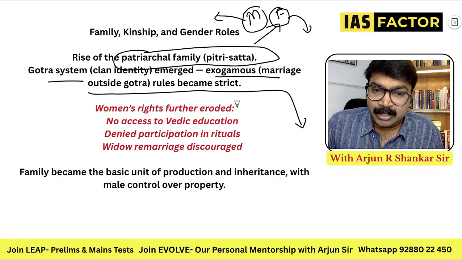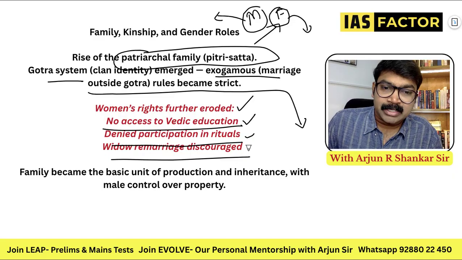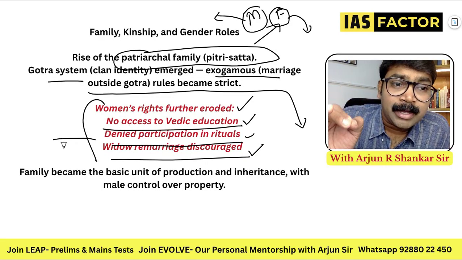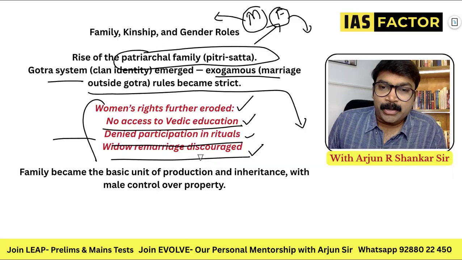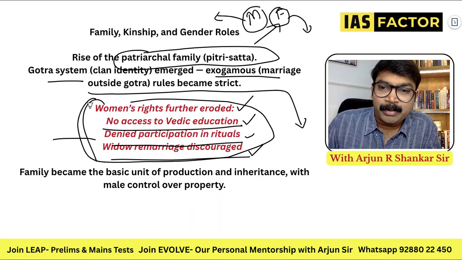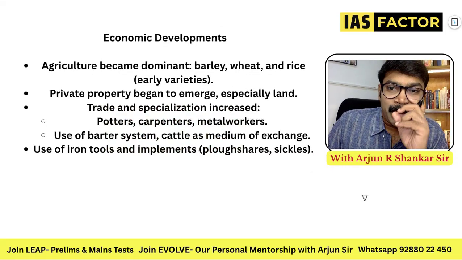Women's rights further eroded. No access to Vedic education. Denied participation in rituals. Widow remarriage discouraged. So obviously you can see the women's rights are declining here. Family became the basic unit. So these are all different. I think the things that happened in the later Vedic period are still continuing in modern times. So the genesis goes back here.